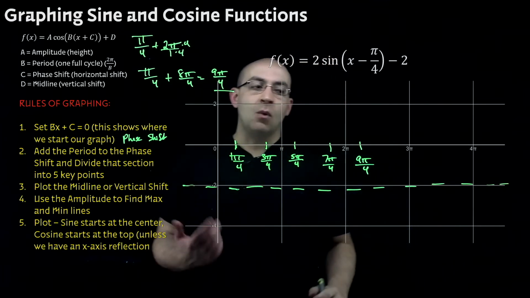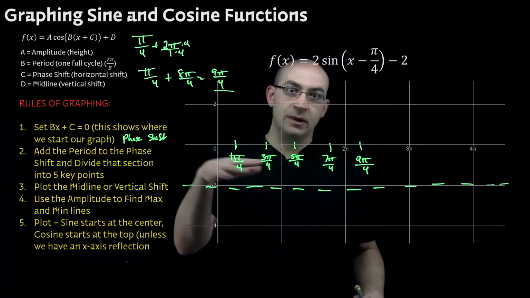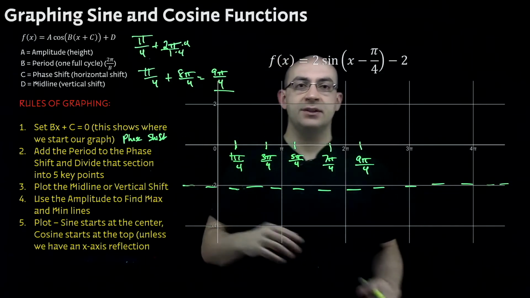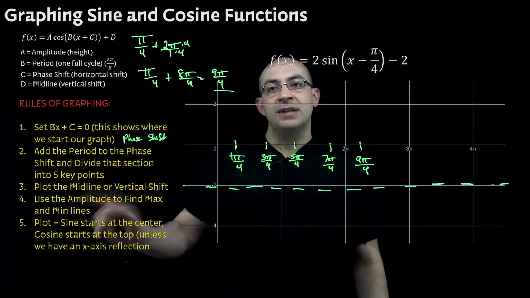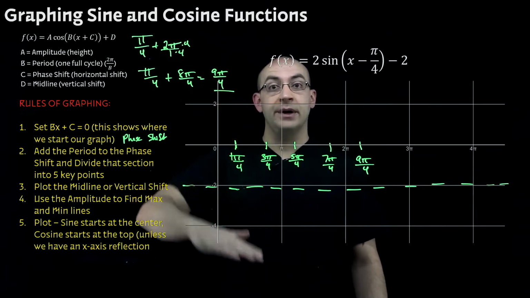Okay. I want you to think of a road that has the dashed yellow line in the middle, or the dashed white line in the middle, right? And then we're going to be drawing its boundary lines that are solid. So we're going to have a highway, okay? So that's the midline. Now, step 4 is we're going to use the amplitude to find the max and the min, meaning the top of the highway and the bottom of the highway.